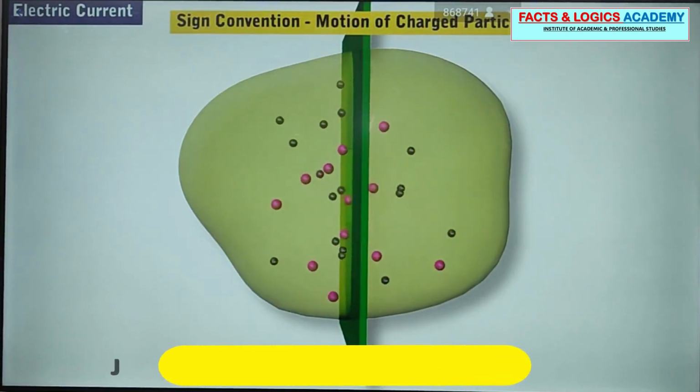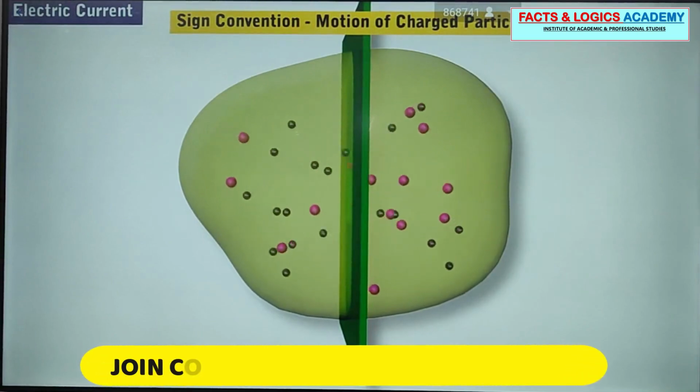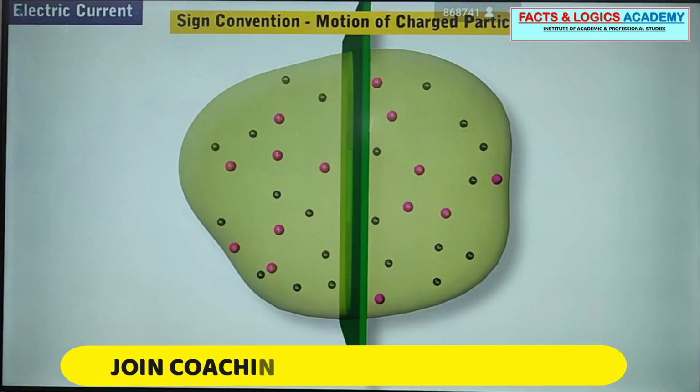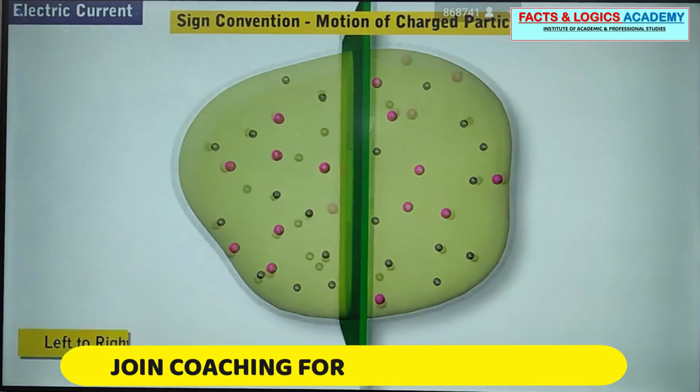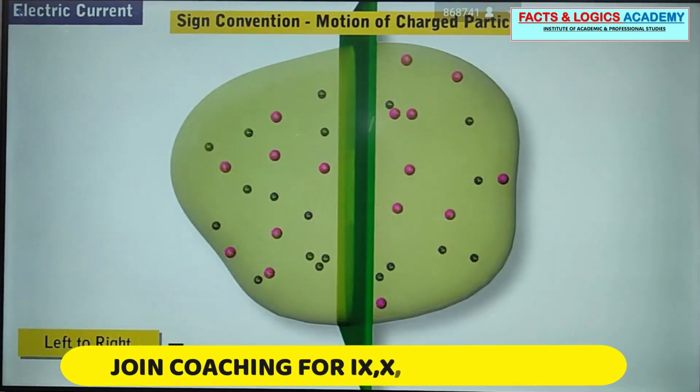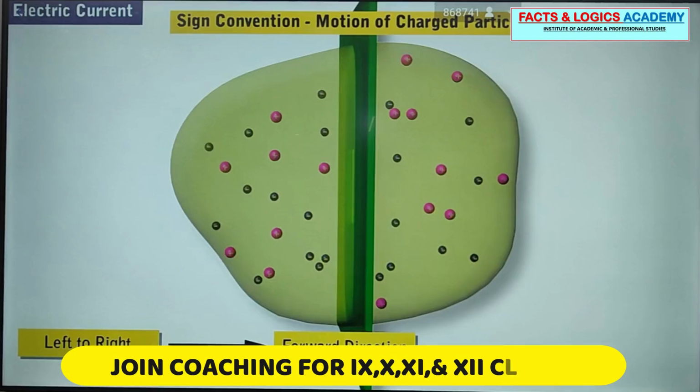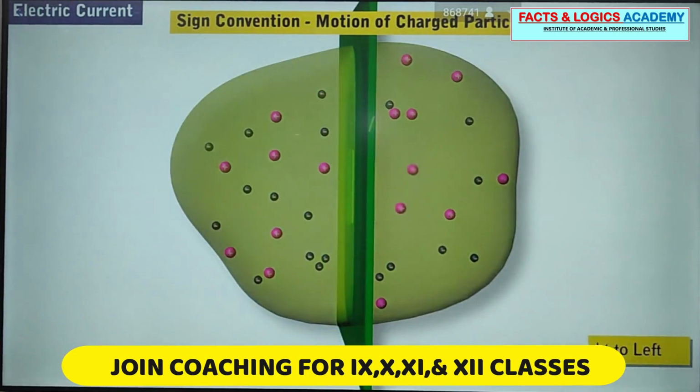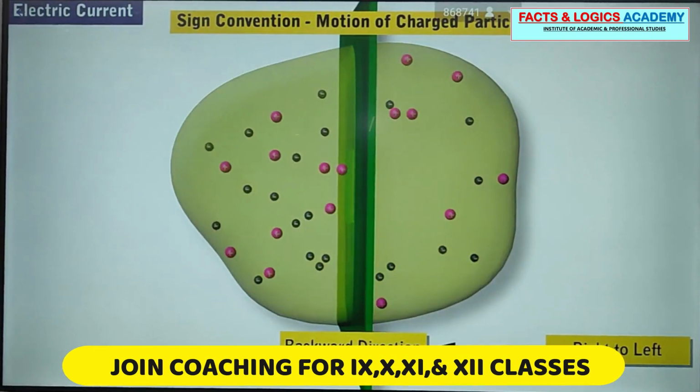Let us now form a sign convention for the motion of the charged particles. The left to right motion of any charged particle is taken as the forward direction of motion, which is taken as positive. The right to left motion of any charged particle is taken as the backward direction of motion, which is taken as negative.